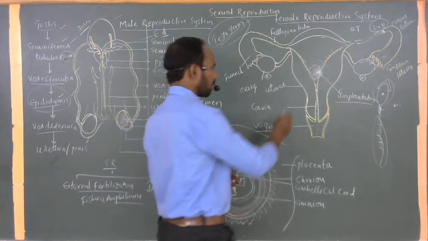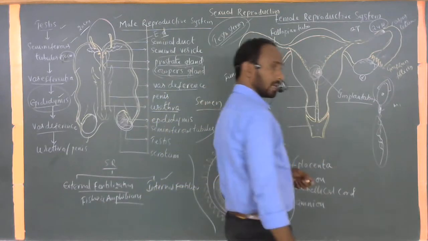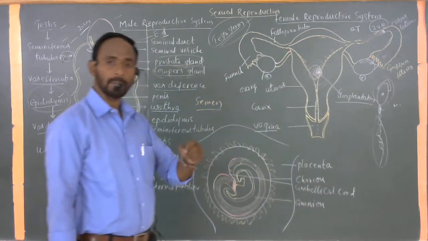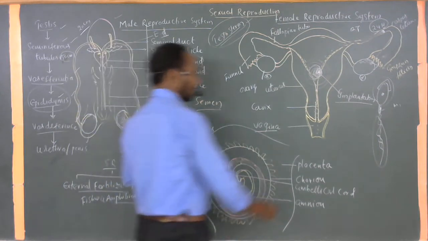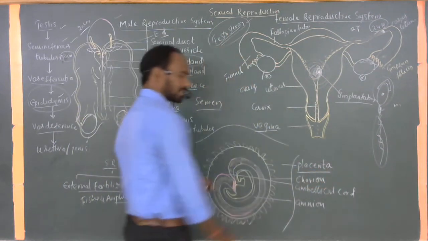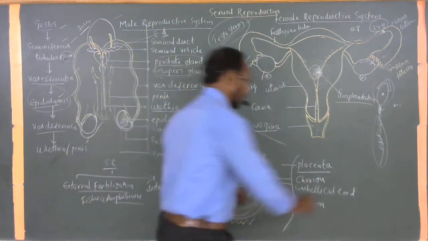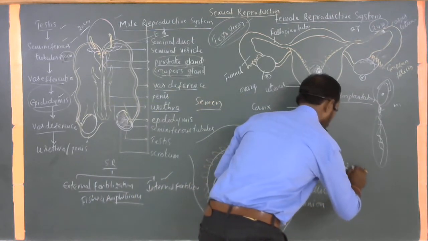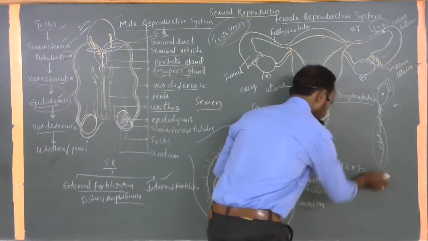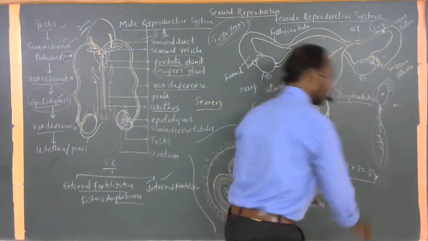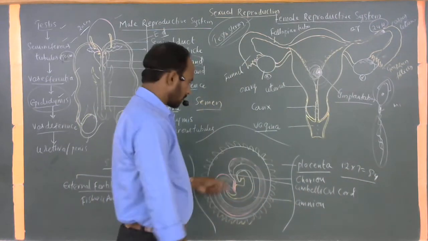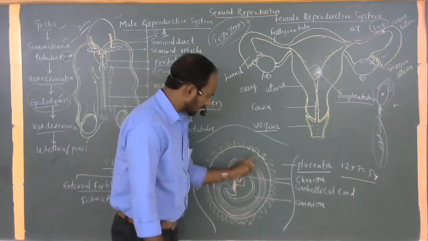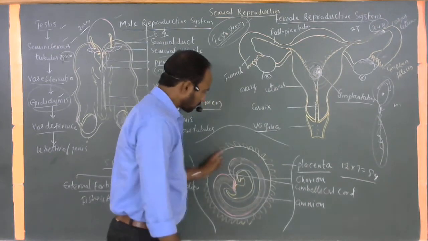During the formation of the embryo, separate layers are also formed around the embryo itself. These are the most important layers. The first one, the outermost layer, is commonly called the placenta. The placenta is formed by the 12th week of pregnancy, 12 into 7, that is by 84 days. So what is meant by placenta? It is the outermost layer of the embryo itself.